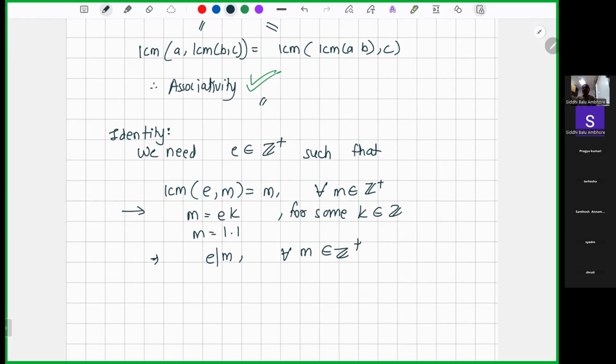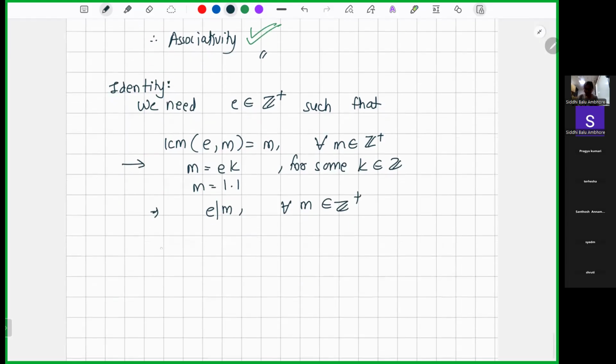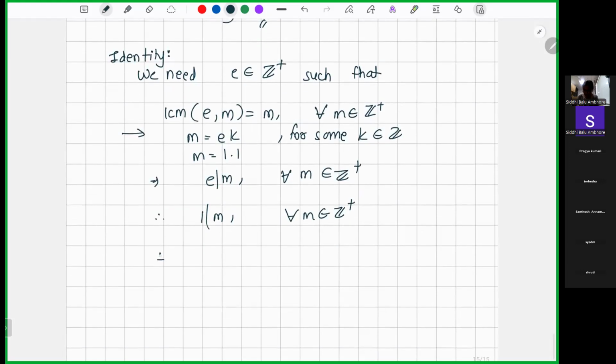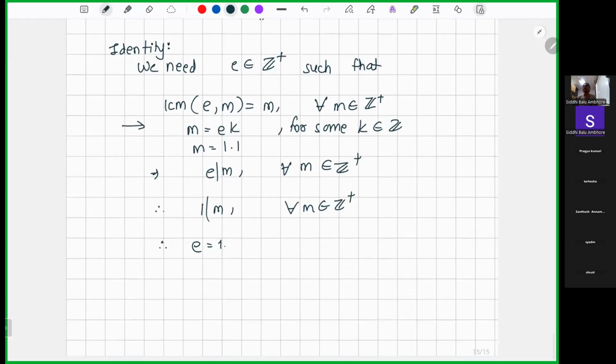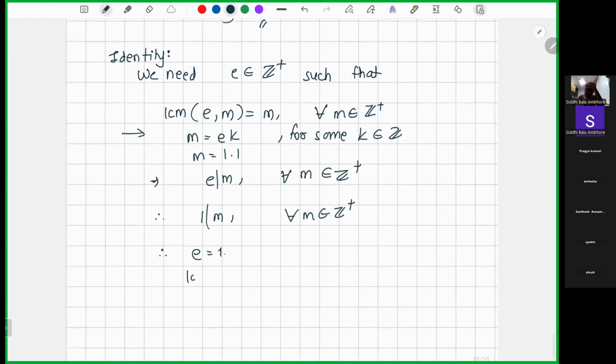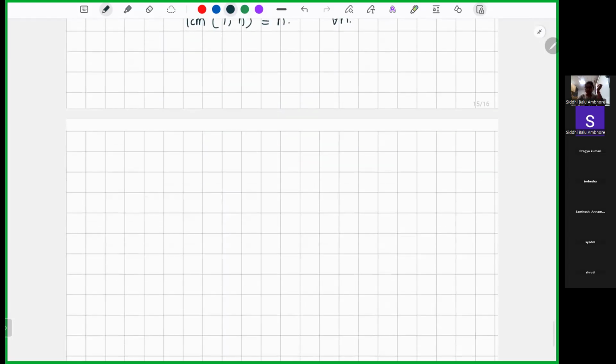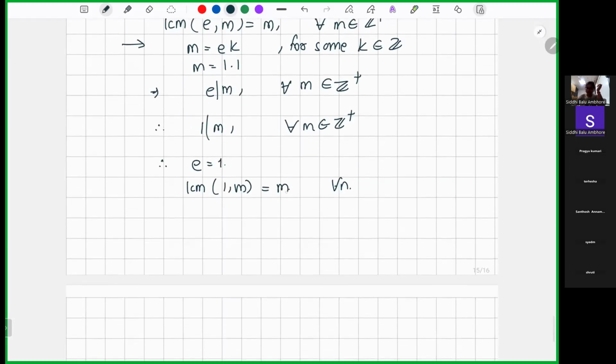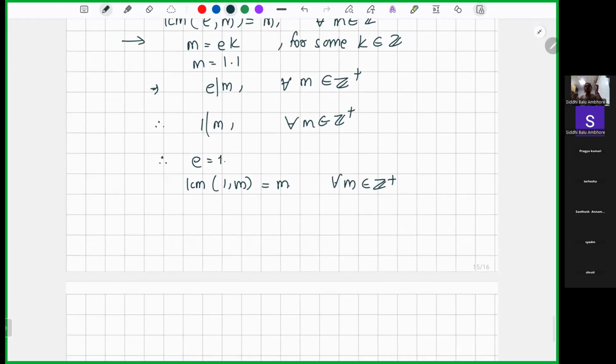I want a number which divides every other number. 1, exactly. So therefore 1 divides m for all m in Z plus. So therefore my E is actually 1, because LCM of 1 with n is always n for all n, or m, since we are talking about m. Okay, so now we have m, so therefore identity is 1.